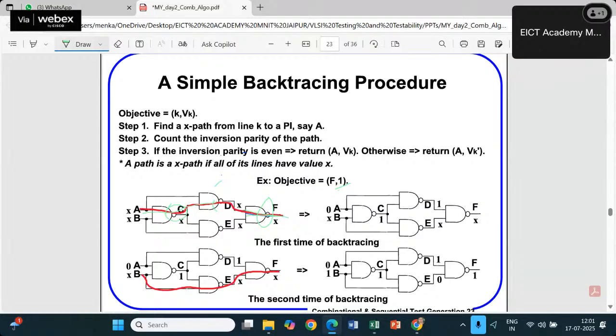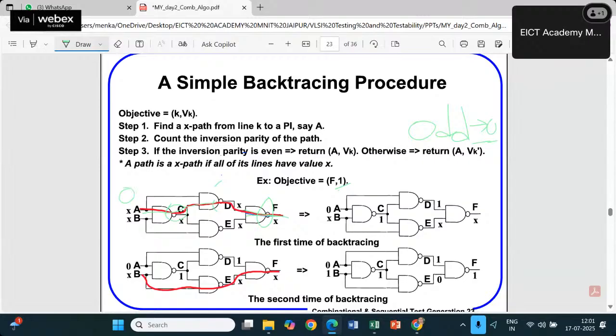Now, depending on the inversion parity, if the inversion parity is odd, you have to take just the reverse value of your goal. Your goal was F equal to 1. The parity is an odd number of inverters. Inversion parity is odd, so you have to make the value inverted. So it means A equal to 0 you have to set. I hope you got this point.